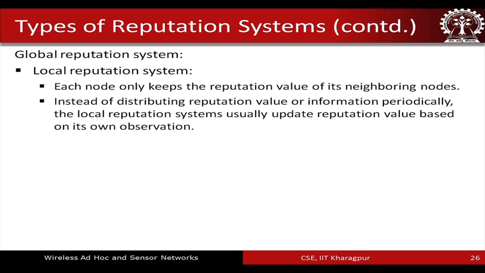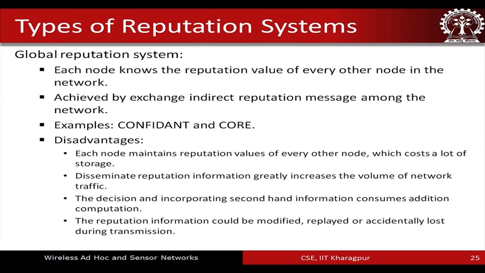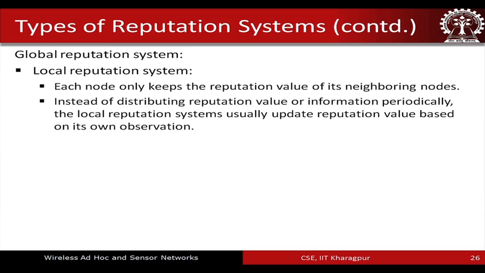In the local reputation system, basically each node only keeps the reputation value of its neighbor nodes. So, unlike in the previous case where we have seen that each node knows the reputation value of every node in the network, here each node only keeps track of the reputation value of its neighboring nodes. And instead of distributing the reputation information periodically, local reputation systems usually update the reputation value based on their own observation.